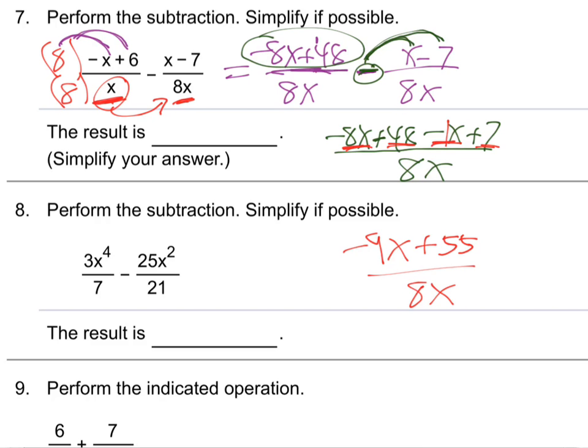All right. Try number 8. Question? Do we have to get rid of that negative sign in front of the 9, or is that okay? No, it's okay. Yeah, it's okay there. Try number 8. Same kind of thing. Got to make the denominators match.